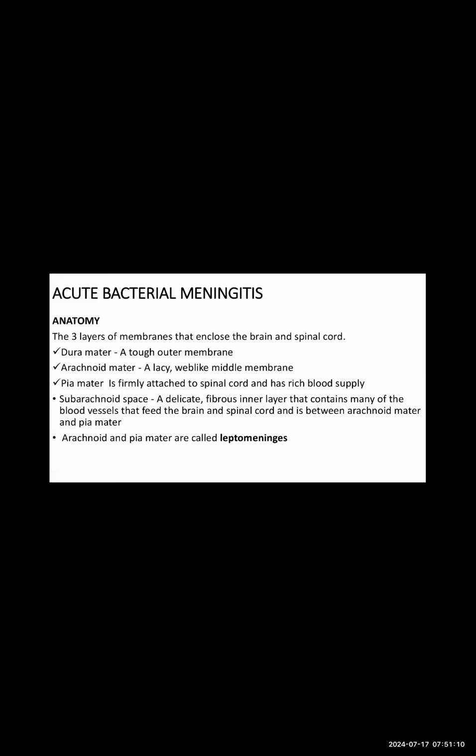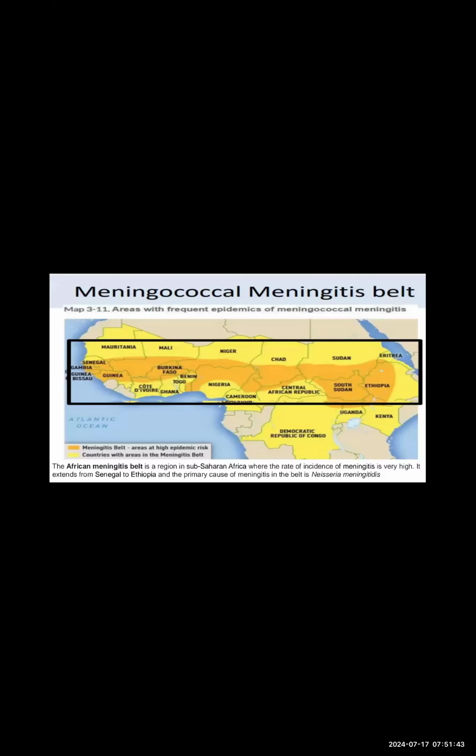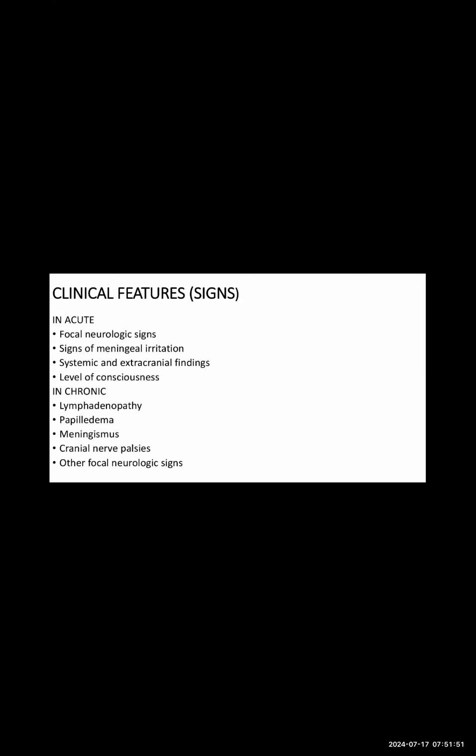So now I'll just talk a little about acute bacterial meningitis. First and foremost, meningitis is inflammation of the leptomeninges, which has to do with the arachnoid matter and the pia matter. It also includes the subarachnoid space, leading to a constellation of symptoms and signs with presence of inflammatory cells in the cerebrospinal fluid. Acute meningitis is defined as the onset of symptoms of meningeal infection over the course of hours to several days. Now, this is showing the African meningitis belt, which spans from Senegal to Ethiopia. The clinical features were previously mentioned in the body of the question.